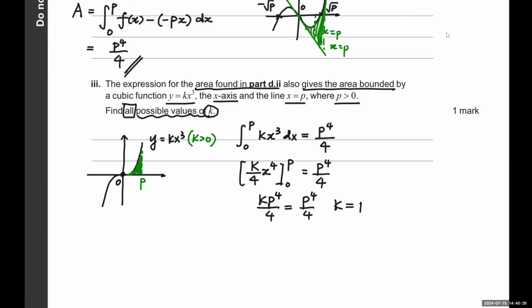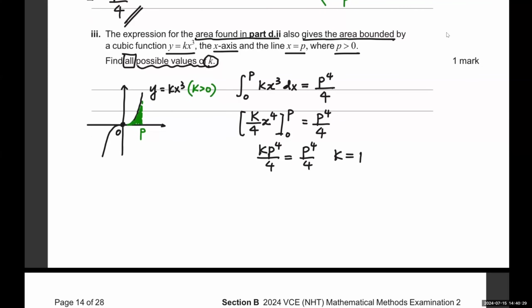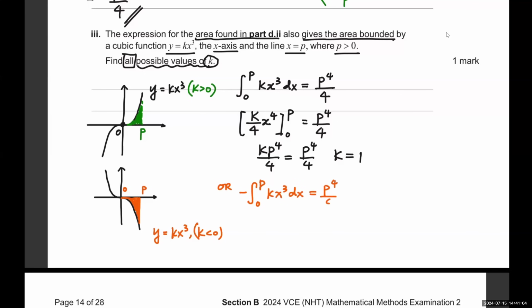But remember, the question gave you some hint: all possible values of k. That means you probably need to think of the other direction, that is when your k value is less than 0. y equals kx to the power 3, and k is less than 0. So it's a negative, decreasing cubic function. In this case, the region is below the x-axis. This is p, this is 0. You could say negative integral from 0 to p of kx to the power 3 dx equals p to the power 4 over 4. That case will give you k equals negative 1.